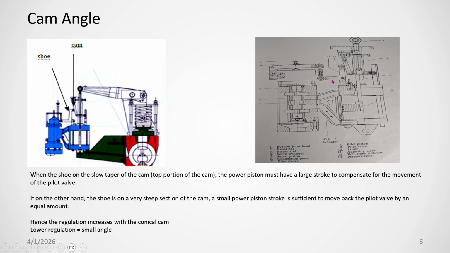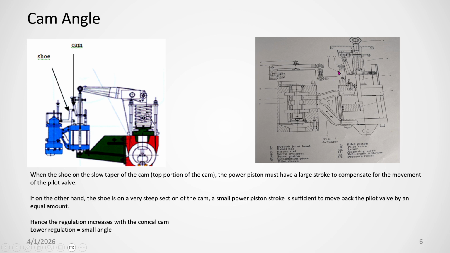It is item number 12, bell crank follower. The bell crank follower is in constant touch with this cam. With a small angle of this cam, the bell crank follower movement will be very high when the angle is less. So this is called higher regulation.